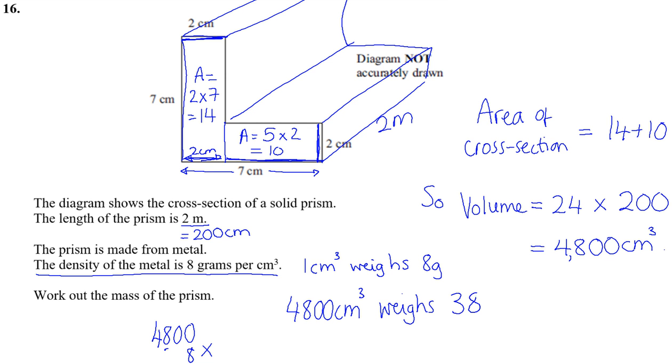So 38,400 grams. Okay. Now on this one, on the answer line, it didn't give you any units on it. So you're going to get a mark for writing the units on there as well. So we can either leave it as grams, or we could write it as kilograms. 38.4 kilograms. Okay, and that is your answer to question 16.